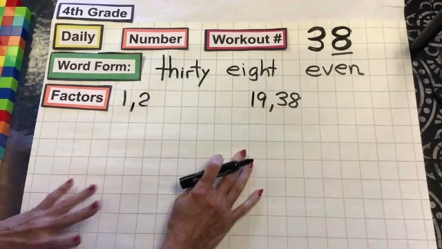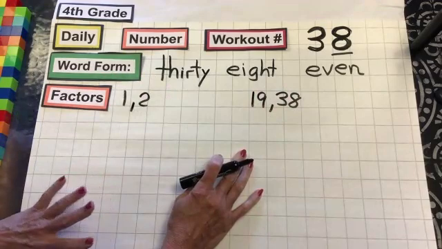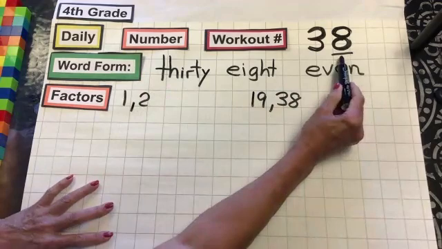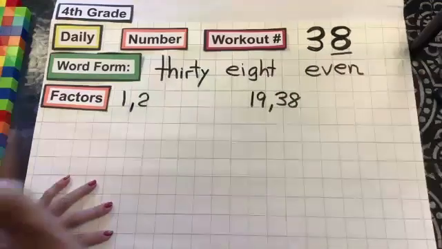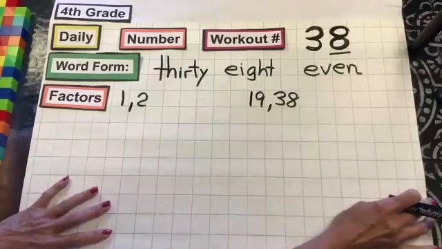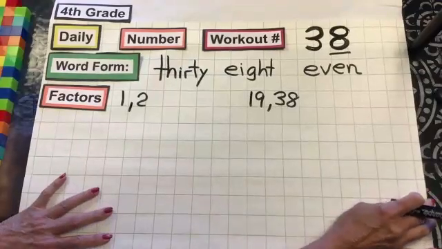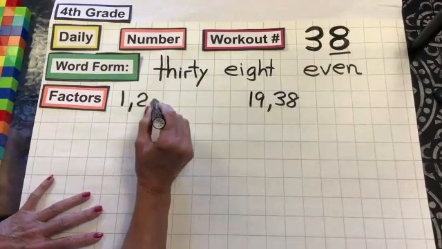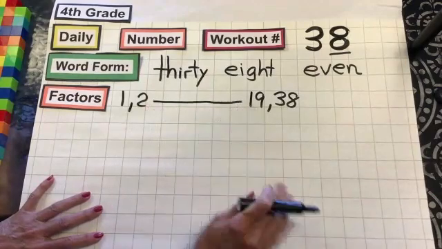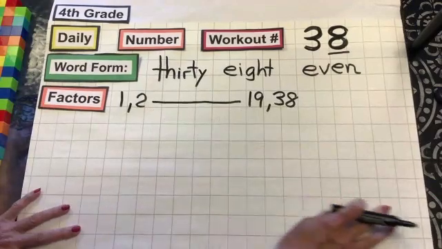4 doesn't go in because it would be 32, 36, 40. 5 doesn't go in because it doesn't end with a 0 or a 5. 6 doesn't go in evenly because it would be 30, 36, 42. 7 doesn't go in because 8 doesn't go in. 9 doesn't go in. 10, 11, 12, and so on. So we are done. We'll just stop it right there.